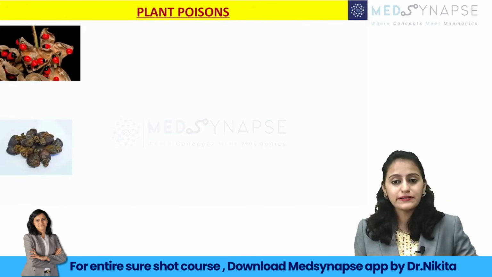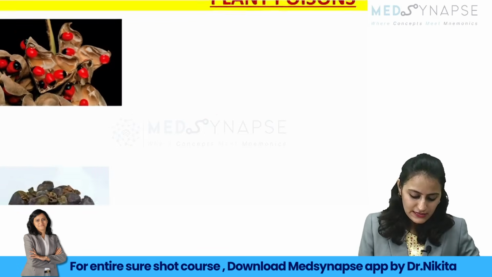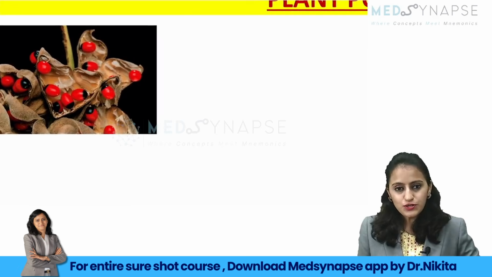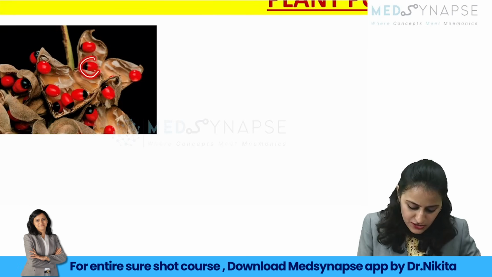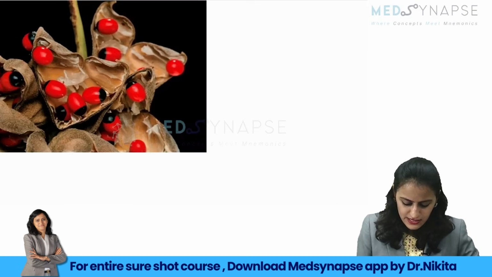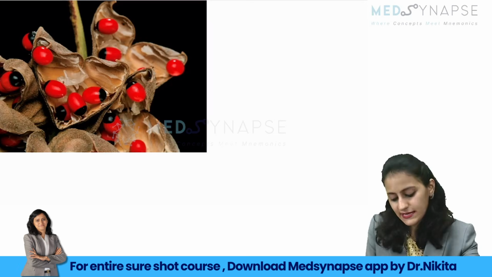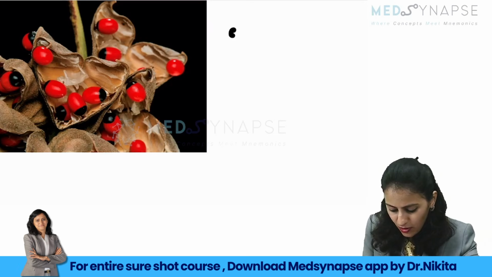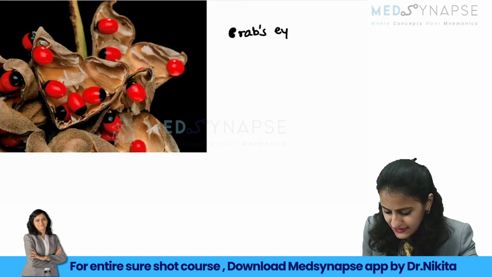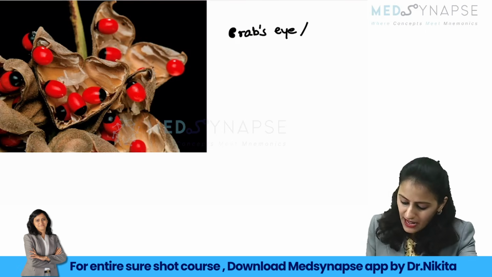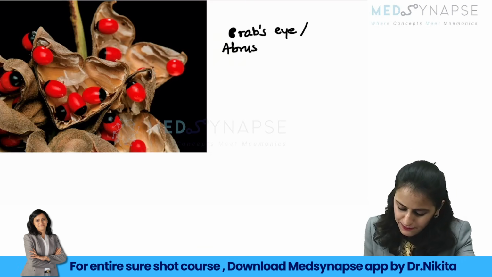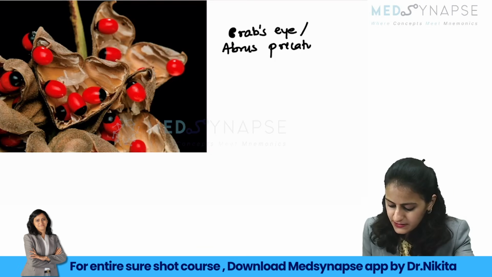So starting with the important plant poisons, the first one here, let's learn it with the image. What do we see here? What seeds are these? If you see the image very carefully, this looks like some eye. This looks like a bug with an eye. So remember, this is called crab's eye. Crab's eye is the other name for Abrus precatorius.